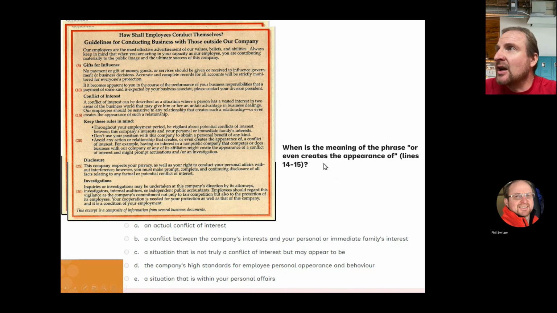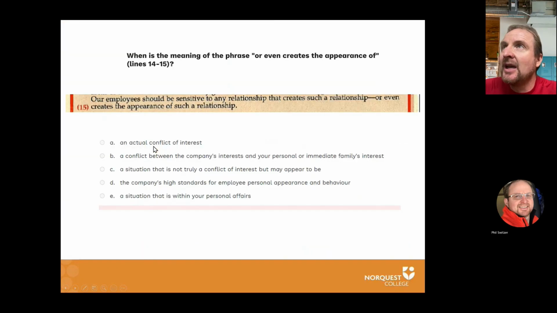You'll notice that this is on lines 14 and 15. One of the ways to save time in a GED exam, when you're given a large passage like this, look at the question and just see if it maybe only refers to a specific line. Then you can focus in on that. It will probably usually help to have read the whole passage, but sometimes you can get away with just that line. Let's zoom in and take a look.